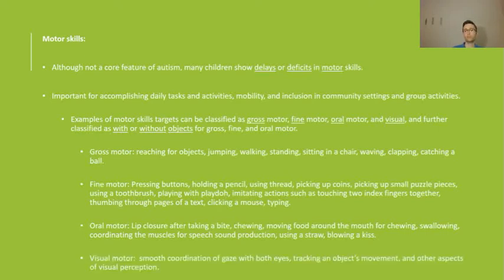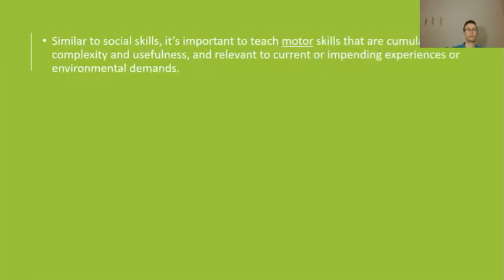Visual motor: smooth coordination of gaze with both eyes, tracking an object's movement, and other aspects of visual perception, or we might say visual responding. Now, similar to social skills, it's important to teach motor skills that are cumulative in complexity and usefulness, and relevant to current or impending experiences or environmental demands. In other words, teach prerequisite motor skills first, and teach motor skills that are relevant to the context that are frequently encountered by the learner.